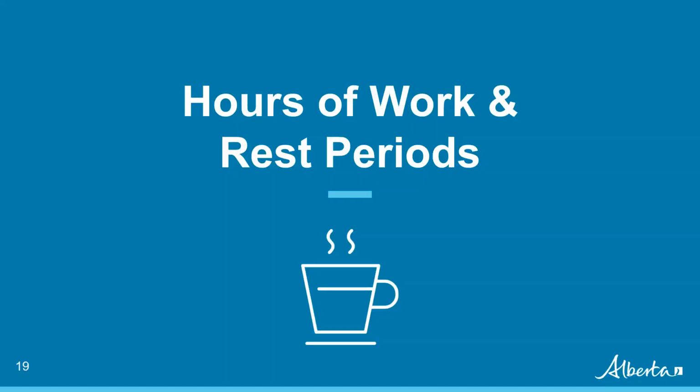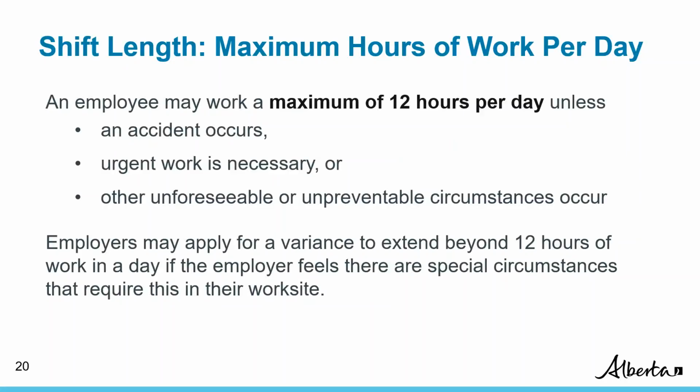Hours of work and rest periods. The code requires that hours of work do not exceed 12 hours in any one day unless an accident occurs, urgent work is necessary, or other unforeseeable or unpreventable circumstances occur. In those cases, the hours of work will increase only to the extent necessary as a means of avoiding serious interference with business operations and the safety of the individuals working there.